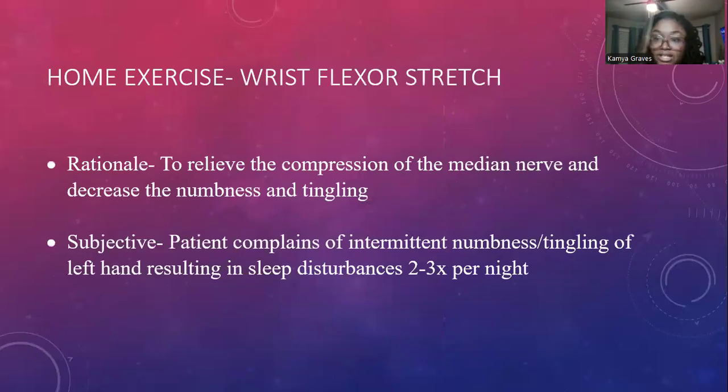All right, so now I'll be going into the home exercise that I chose for my patient. So one of the exercises was a wrist flexor stretch. I chose this exercise to relieve the compression on the median nerve and decrease that numbness and tingling that they're feeling. So stretching those wrist flexors will take some of that pressure off the median nerve to prevent some of those symptoms. Subjectively, as I stated before, the patient complains of numbness and tingling of the left hand that results in sleep disturbances that are 2 to 3 times per night.